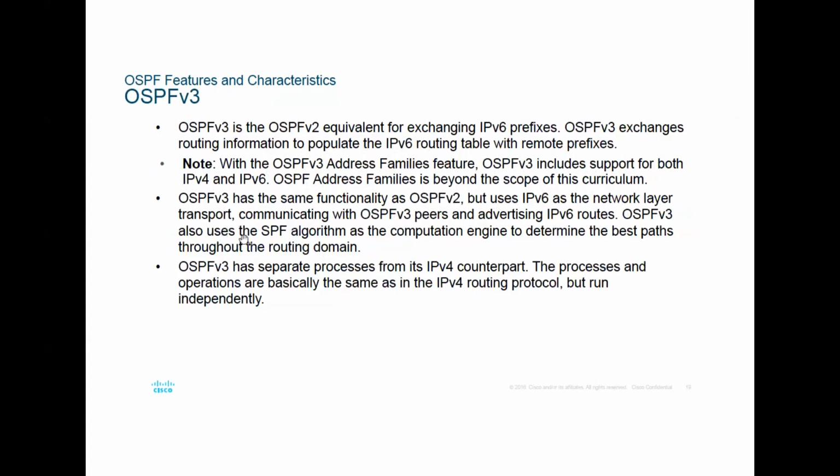OSPF version 3 also uses the SPF algorithm, the same as OSPF version 2, as the computation engine to determine the best path throughout the routing domain. So they still use the same algorithm from the previous version. So OSPF version 3 has separate processes from its IPv4 counterpart. The processes and operations are basically the same as in the IPv4 routing protocol, but run independently. Okay, that's the difference.